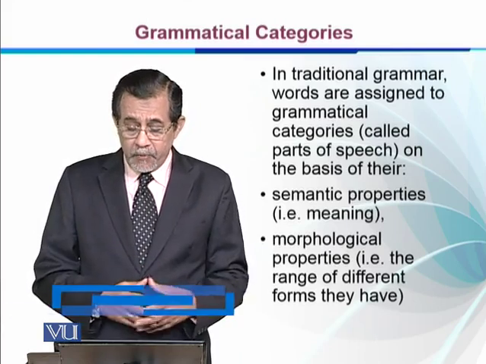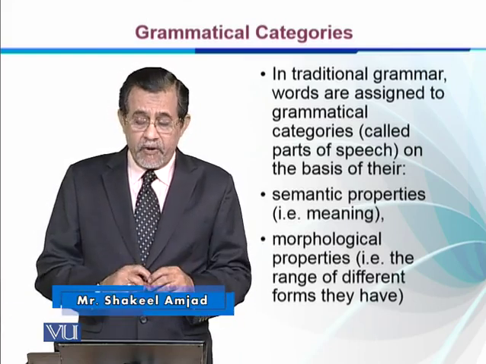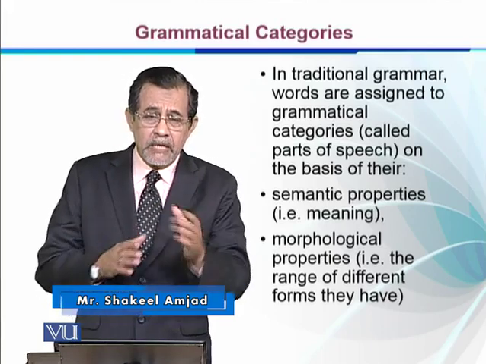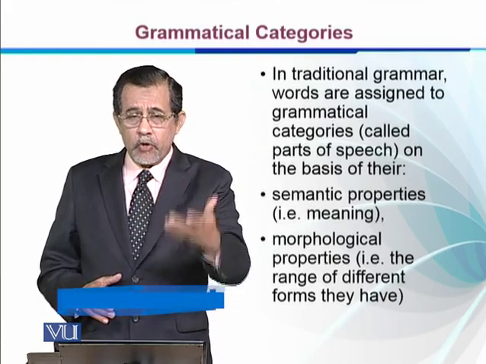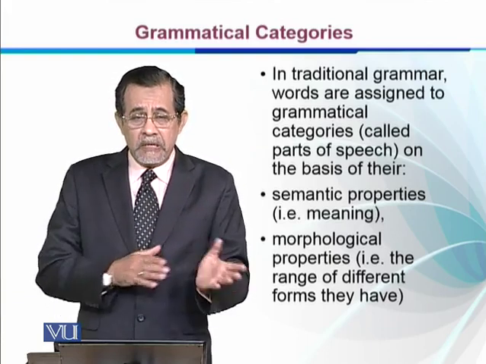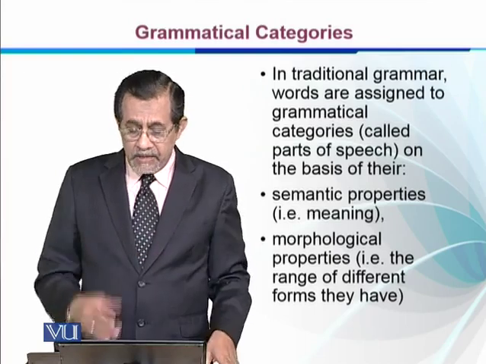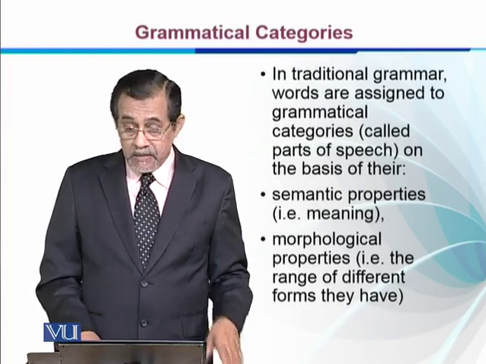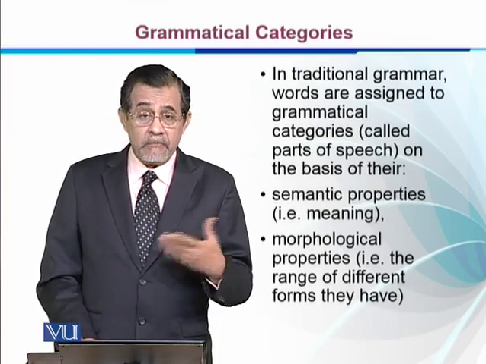Secondly, morphological properties, the range of different forms they have. In terms of verbs, we know that we can have a different range of verbs through morphology: working, worked, etc. And similarly, noun: singular, plural. Similarly, we get many other things like case and mood, etc.